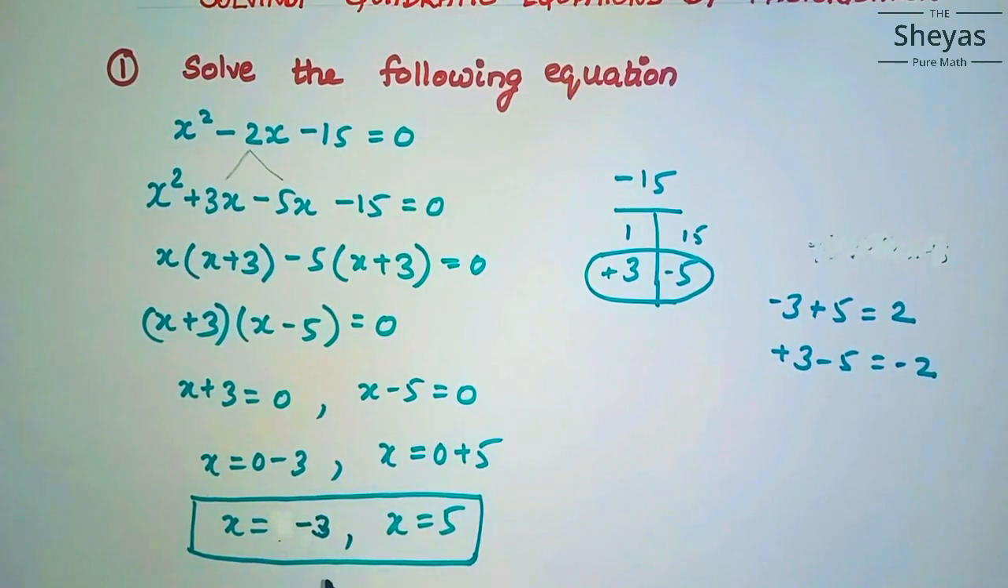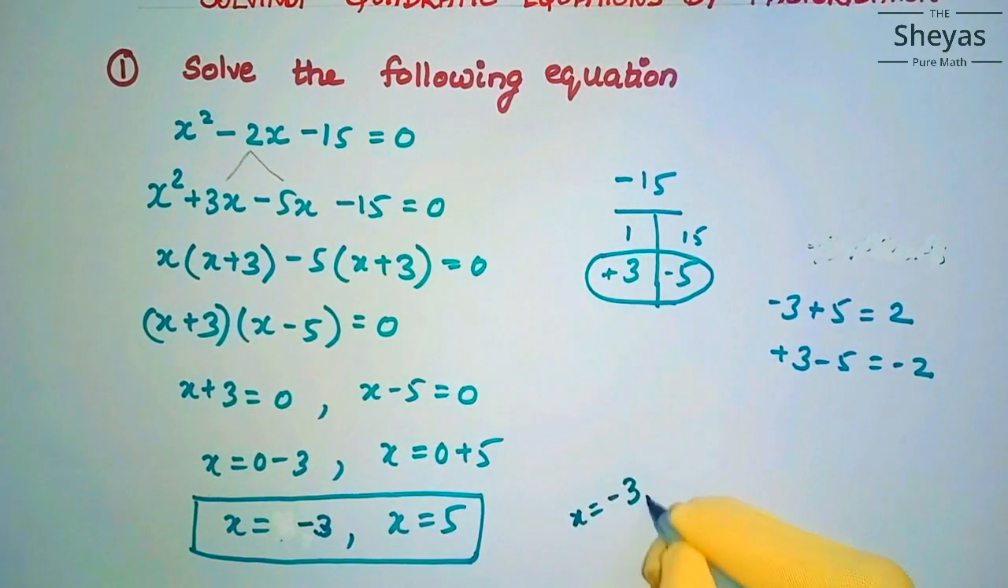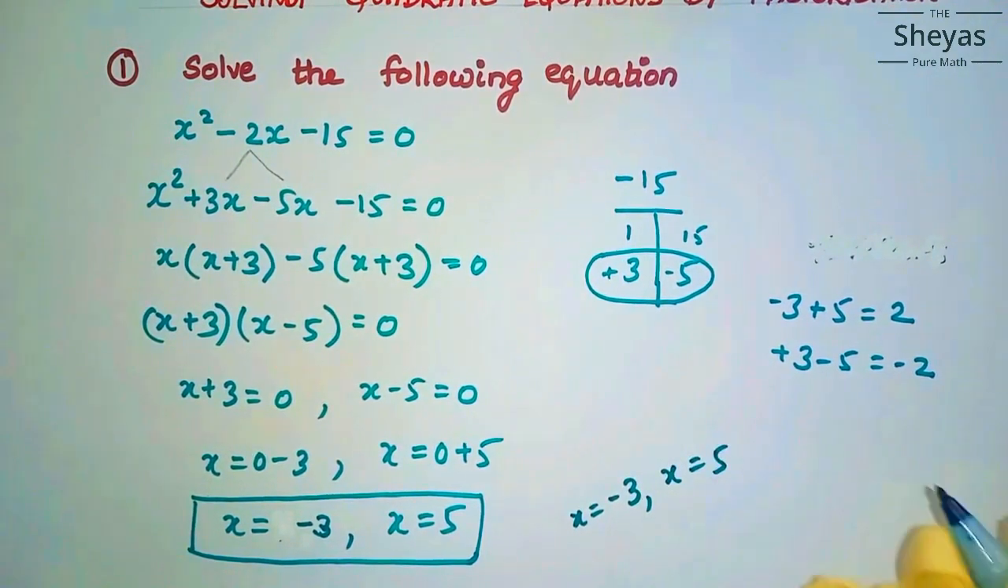So x is equal to minus 3 and x is equal to 5. So once again I am writing the answer, x is equal to minus 3 and x is equal to 5 is the required answer.